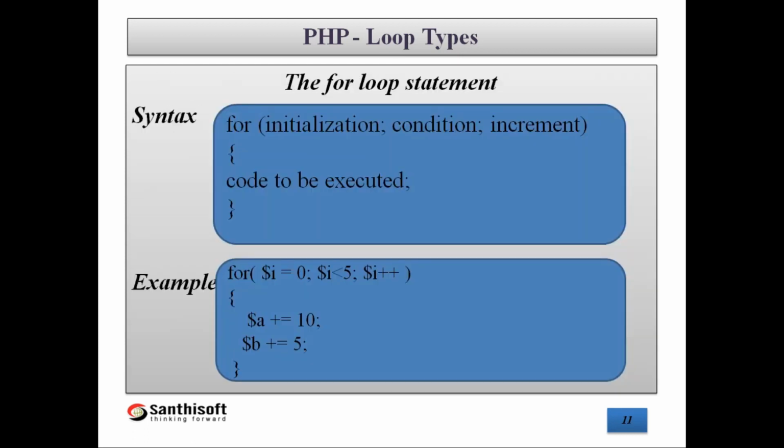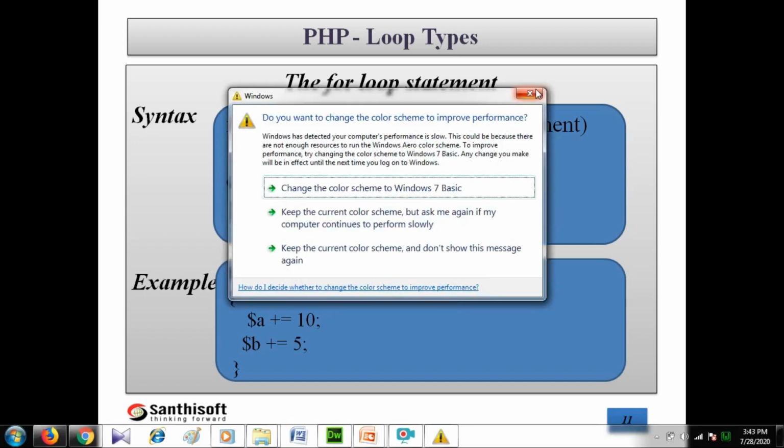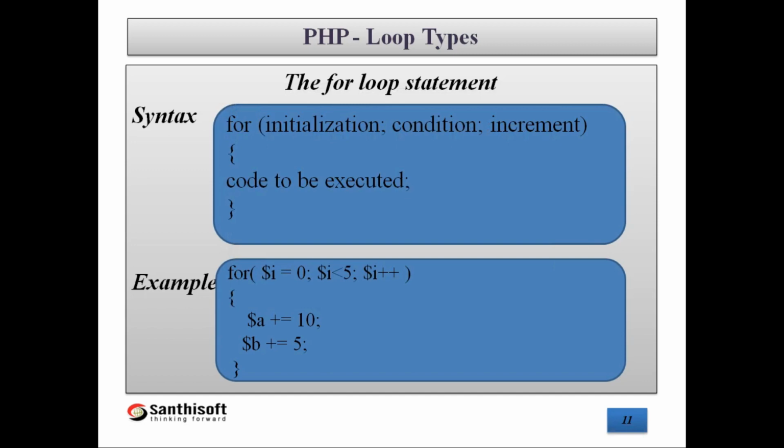Okay, see the syntax of the for loop. The for loop is divided into three parts. The first part is the initialization part, then the condition, then the increment, and then the code to be executed. So I will explain the for loop example here. For i equal to 0, the value of i is 0. This part is the initialization part. Then it moves to the condition, i less than 5.